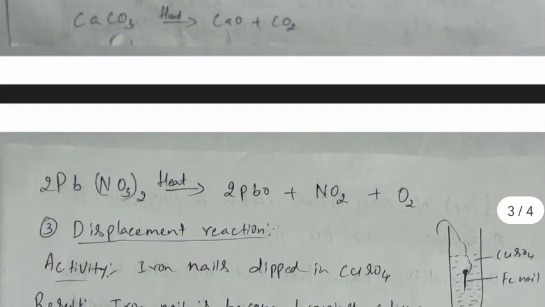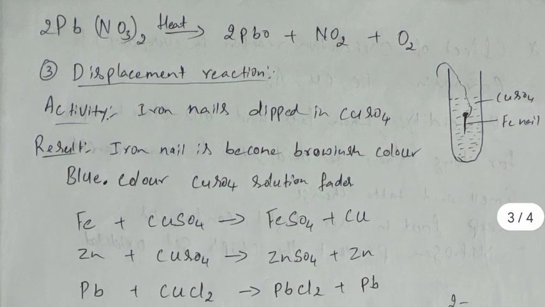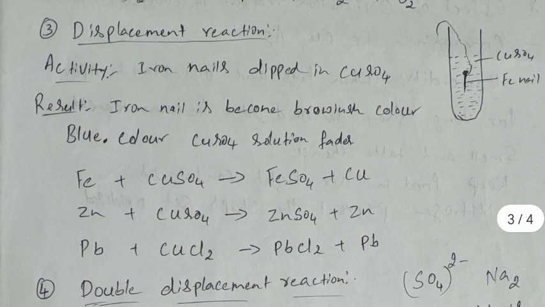Another example is lead nitrate. We can also divide lead nitrate by the help of heat. It will produce lead oxide and nitrogen oxide, and oxygen is produced. And the third type of chemical reaction is displacement reaction.